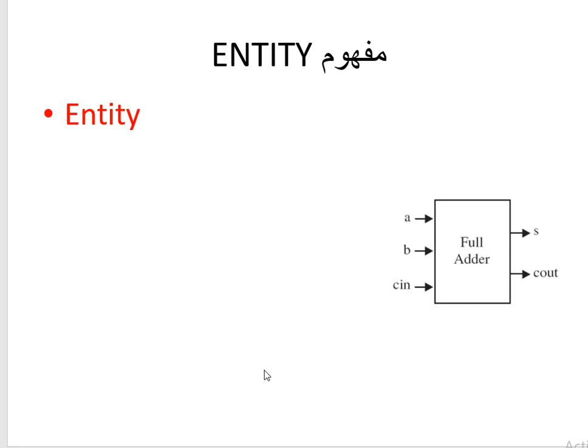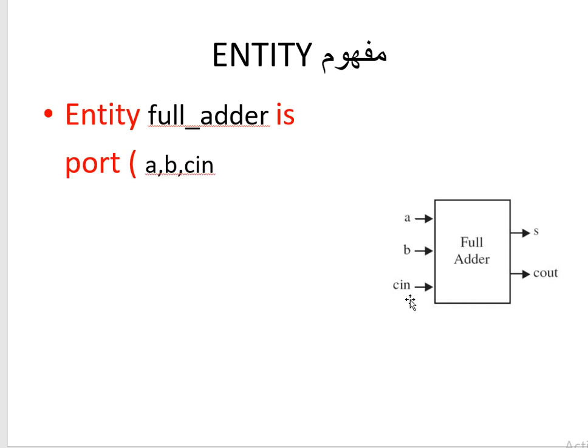Then we can write entity as keyword, full adder as the entity name, is as another keyword. Now we must write port and then the inputs and outputs. We can see that A, B, and C in are the same. All of them are input and all of them are 1 bit. Then we can write all of them in one line, A and B and C in, signal mode. They are inputs and we must write in. Bit, it is signal type. All of them are 1 bit.